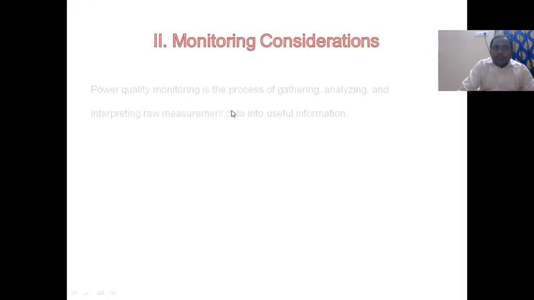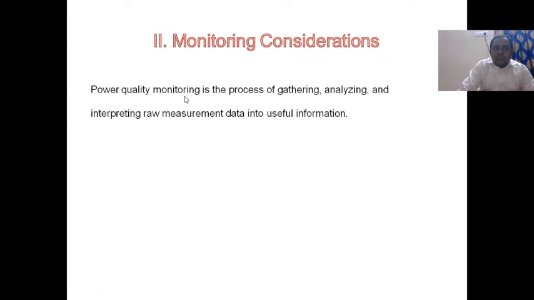Monitoring considerations are the first one. Power quality monitoring is the process of gathering, analyzing and interpreting raw measurement data into useful information. So we gather the information, we analyze that information and we interpret that information into useful information.